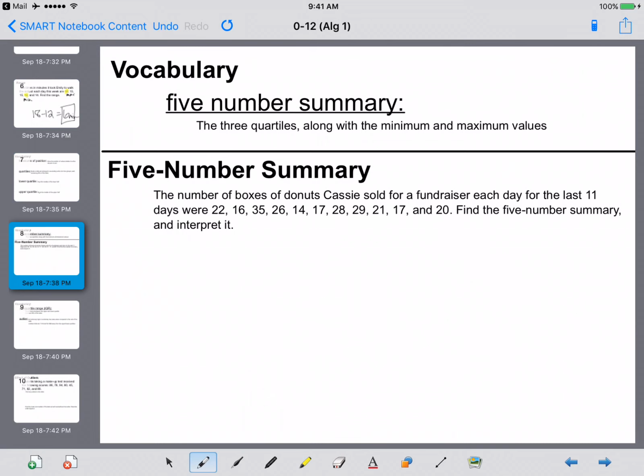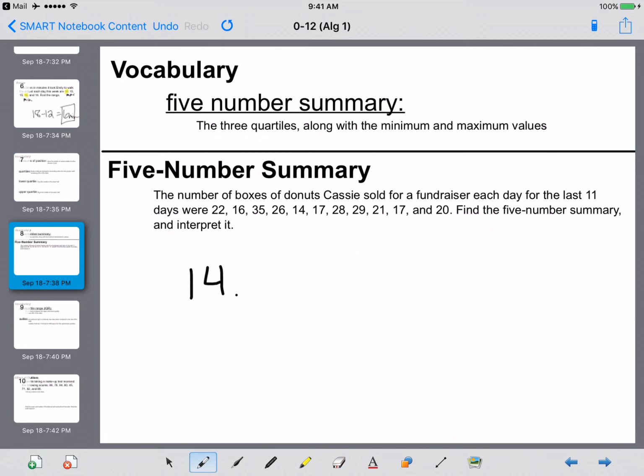So down in our example here, it says the number of boxes of donuts Cassie sold for a fundraiser each day for the last 11 days were 22, 16, 35, 26, 14, 17, 28, 29, 21, 17, and 20. Whew. So we want to find the 5-number summary and then interpret it. To find that, first thing we need to do is put them in order.